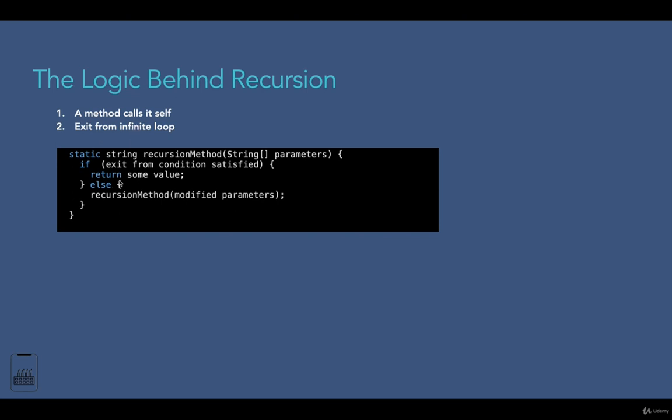So if we miss this condition, which is the exit from the infinite loop, then this method calls itself infinitely, and so this might cause a memory leak in our applications. So before explaining how recursion works internally, let's look at how a normal method works internally.